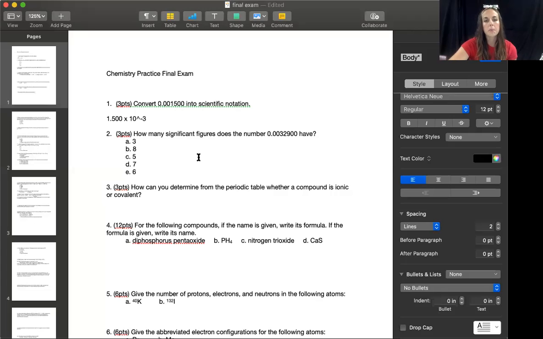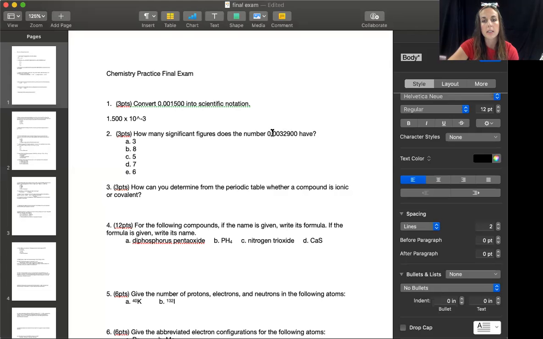Okay, number 2. How many significant figures does the number have? Okay, so anything that's a 0 before a digit is not going to count as significant. So this 0, this 0, this 0, not significant. Anything after that and that's after a decimal, even if it is a 0, is going to be significant. So 1, 2, 3, 4, 5. Your answer would be C, 5.